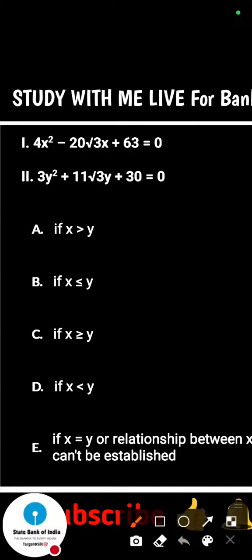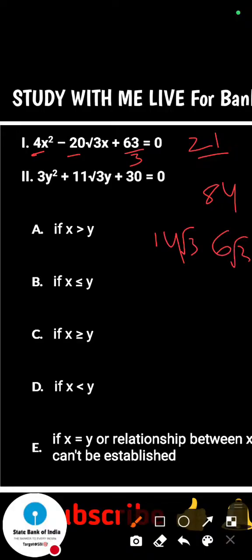Root 3. So 63 divided by 3, which will be 21. So we need to find the factors for 21 and we need to get 20. And here we also see 4. So 21 4 times 84. 84 means 14 6 times will be 84, and sum of these two we get 20. So 14 root 3 and 6 root 3 are the roots. Root signs will be both are positive. Wait a second, it is a 1 second question, minus and plus. So x is greater than y is our answer.